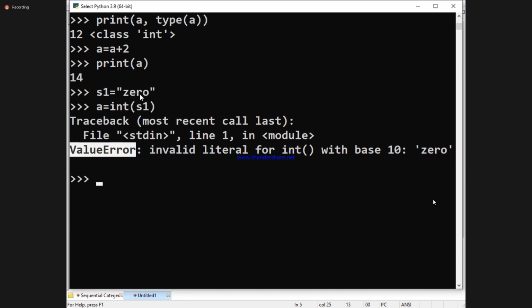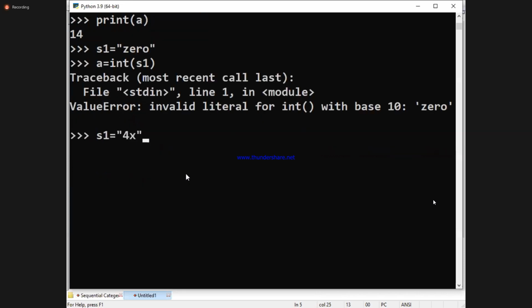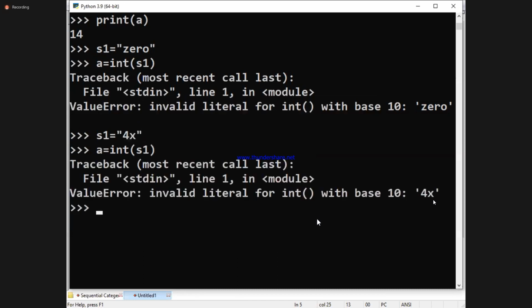Can I convert S is equal to "zero" into int? Next one more, S is equal to "4x". What is that 4x? Alphanumerical. What is this string called? Alphanumerical string. Can I convert it into an integer? Come on. A is equal to int of S1. Can I convert? No, because it is not base 10. Are you understanding? So shall I move forward?